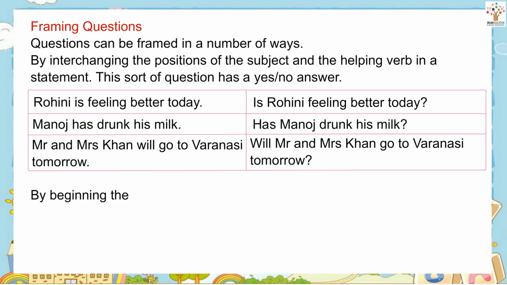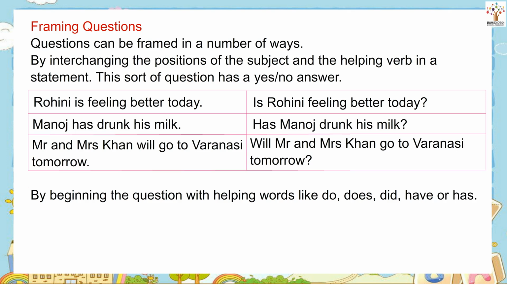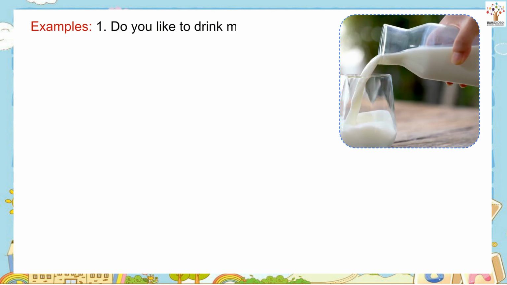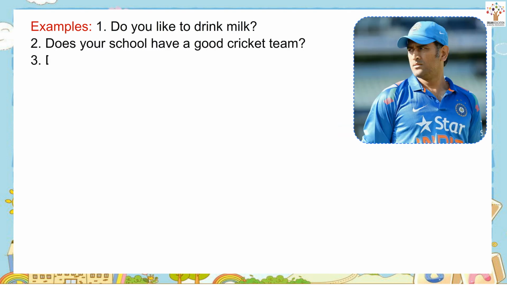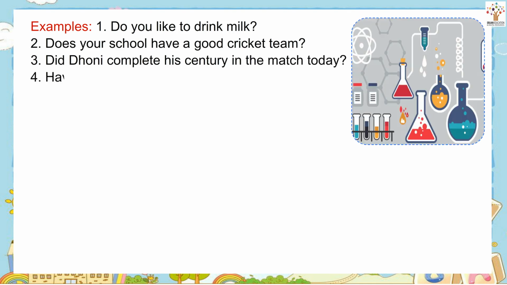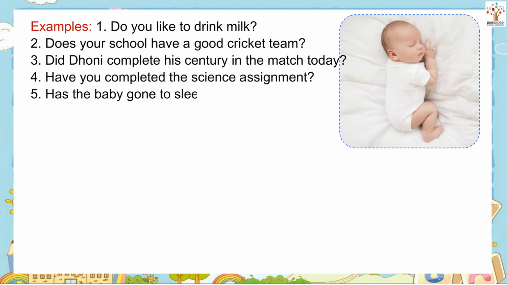By beginning the question with helping words like do, does, did, have or has. This sort of question also has a yes or no answer. Examples: Do you like to drink milk? Does your school have a good cricket team? Did Dhoni complete his century in the match today? Have you completed the science assignment? Has the baby gone to sleep?